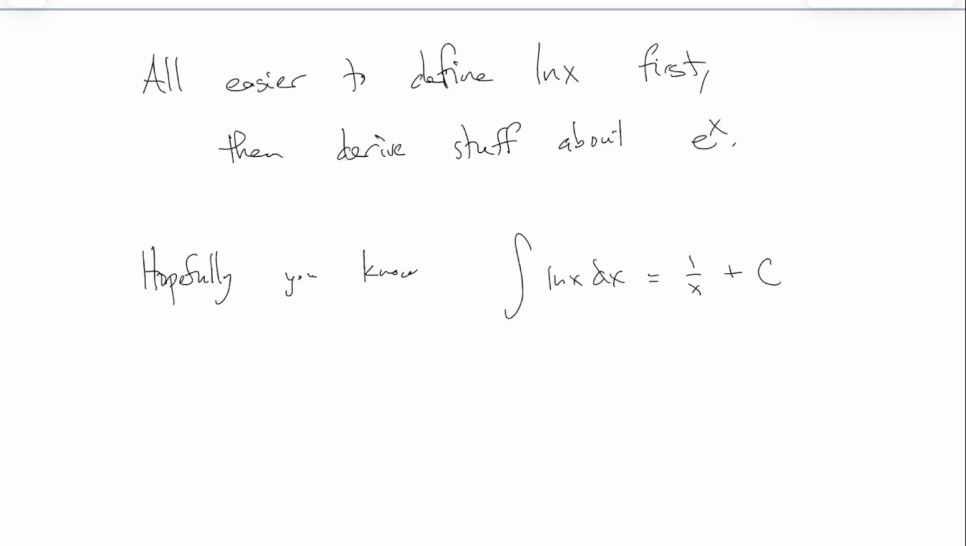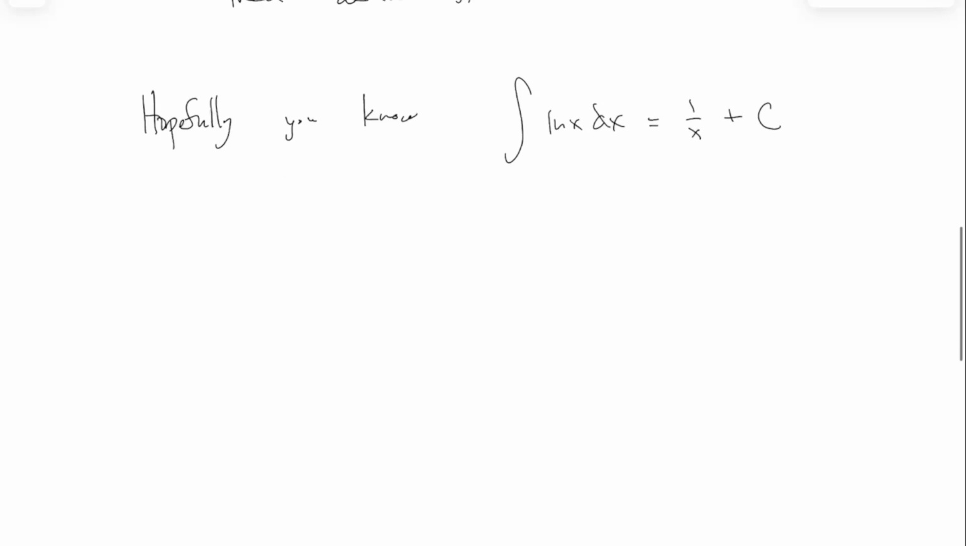So to be specific, I'm going to say it like this. Here's what we are going to take as the definition. We define, this is not true. It's backwards. Yeah. Sorry about that.